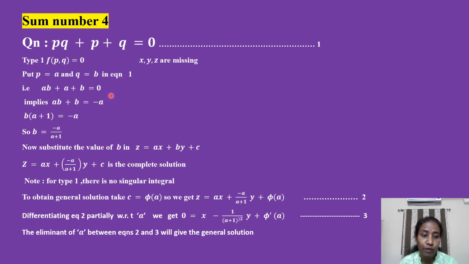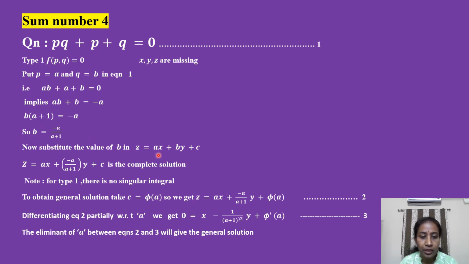Now I need to find out the value of b. So what I do is I bring all the b terms together. So I get ab plus b equal to minus a. That is, this a comes to the right hand side as minus a. Now b into a plus 1 equal to minus a by taking this b common in this equation. So b equal to minus a by a plus 1. So I got the value of b.